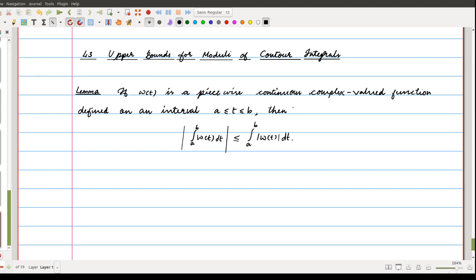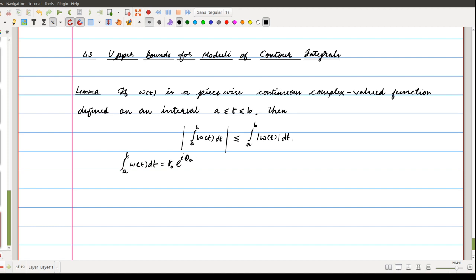So first of all, we have to prove that the modulus of this integral is always less than or equal to the integral of the modulus. So we write the left hand side as a modulus. We put the integral from a to b of omega of t dt equal to a complex number, say r naught e to the power i theta naught.